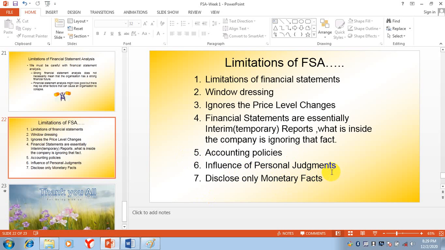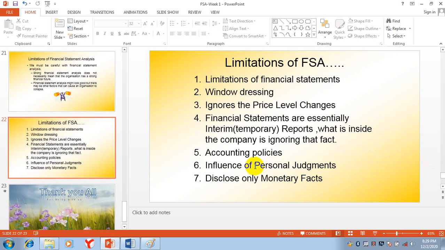The sixth limitation of financial statement analysis is the influence of personal judgments. Different analysts have different education levels, different experience levels, and different mental levels. So one person's analysis will be different from another person's analysis.